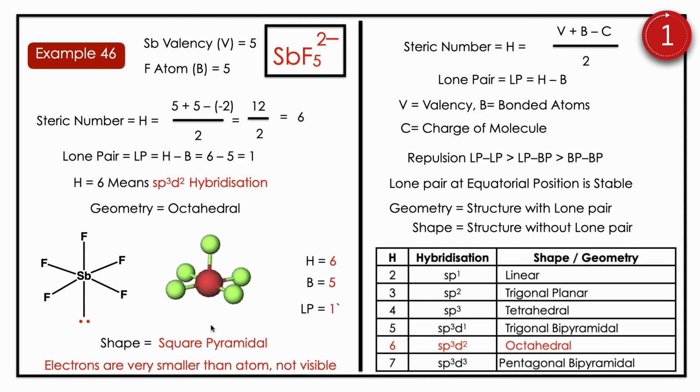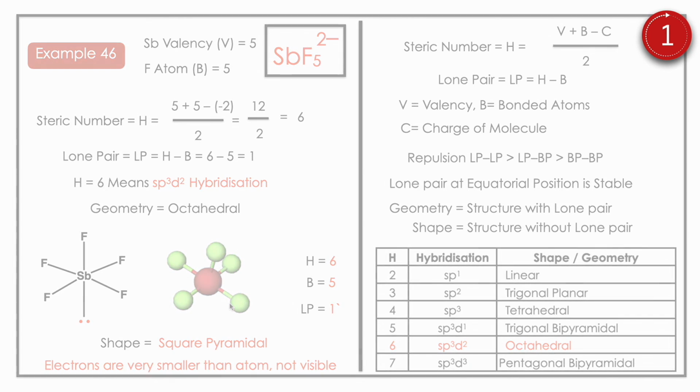Here one lone pair in the system. One lone pair can come anywhere because in octahedral there is no axial, no equatorial. So lone pair can come anywhere. So shape will be like square pyramidal. Lone pair is not visible. So shape of SbF5 2 minus is square pyramidal.